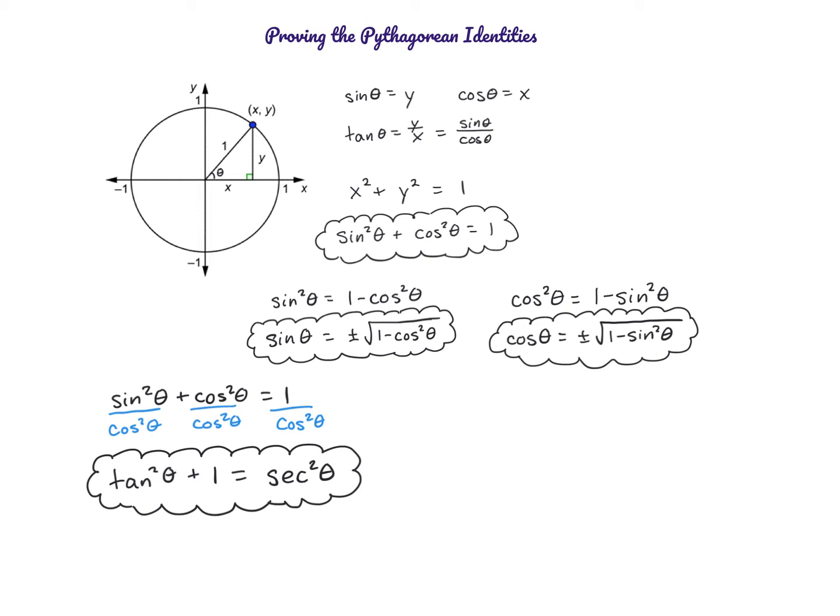And now let's find the third Pythagorean identity. So we're going to go back to our first one here. We're going to do that same process, but this time let's divide all of our terms by sine squared.